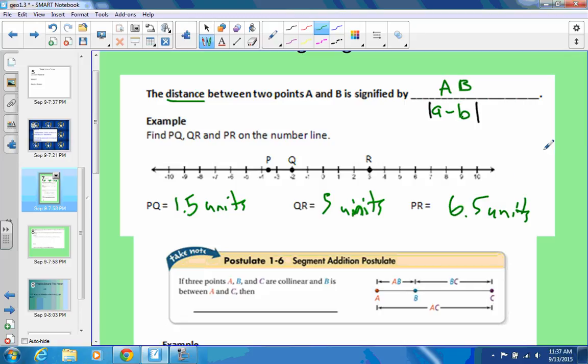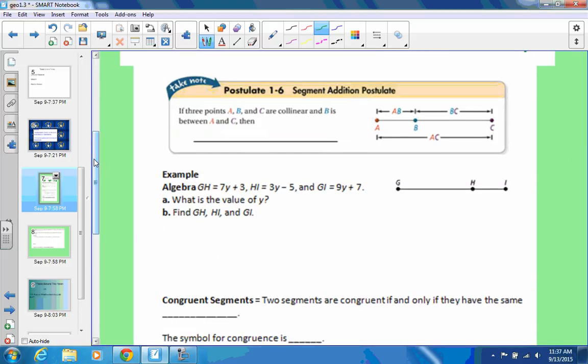All right, so let's move on to the second postulate that I'm putting on here, postulate 1.6, and this is the segment addition postulate. This is something you can use to prove things. A lot of postulates seem like common sense. That's why they're postulates. You don't have to prove them. They're just accepted as fact. So this postulate says if 3 points A, B, and C are collinear, remember that word collinear means on the same line. So A, B, and C are on the same line, and B is between A and C.